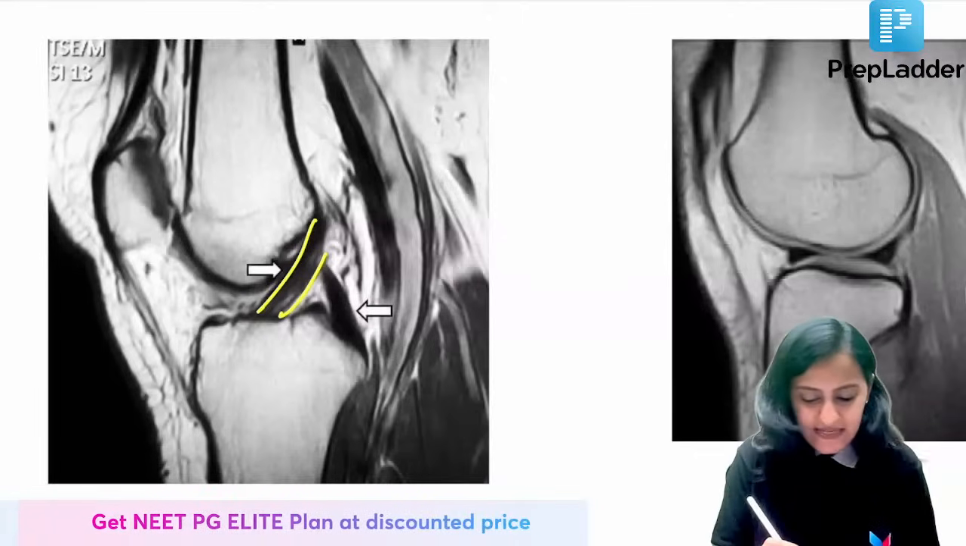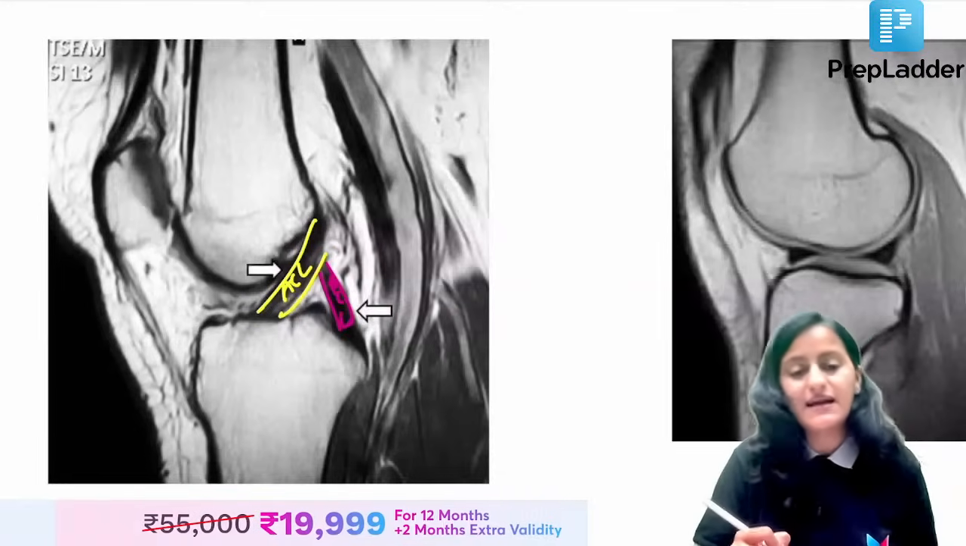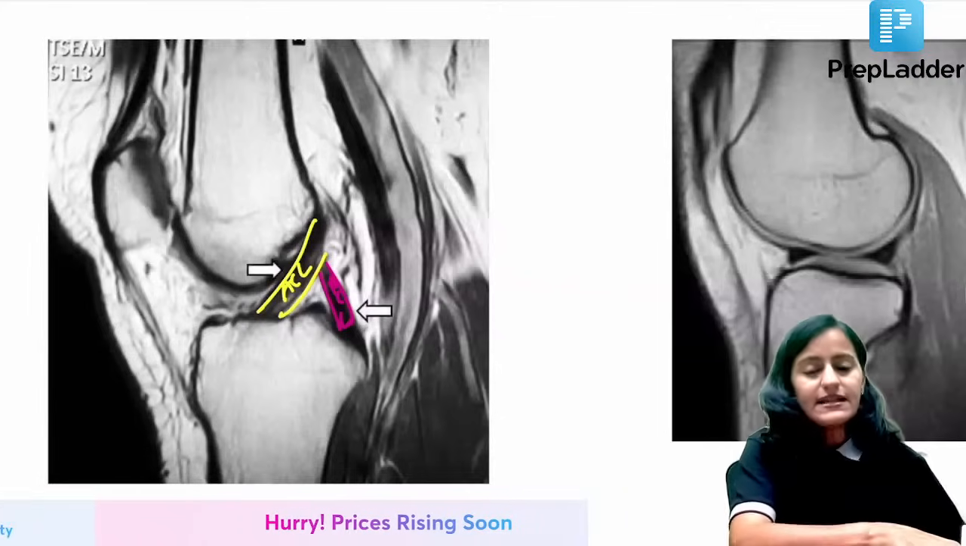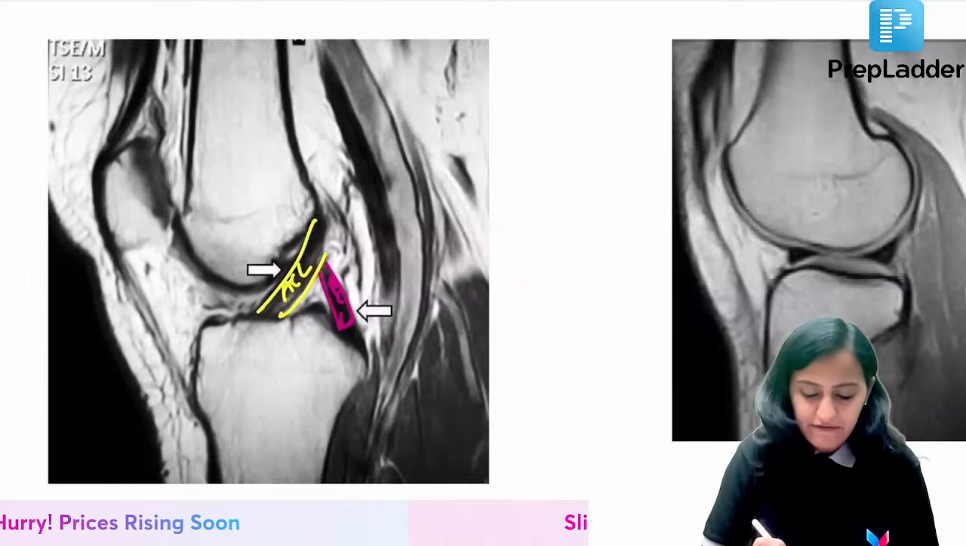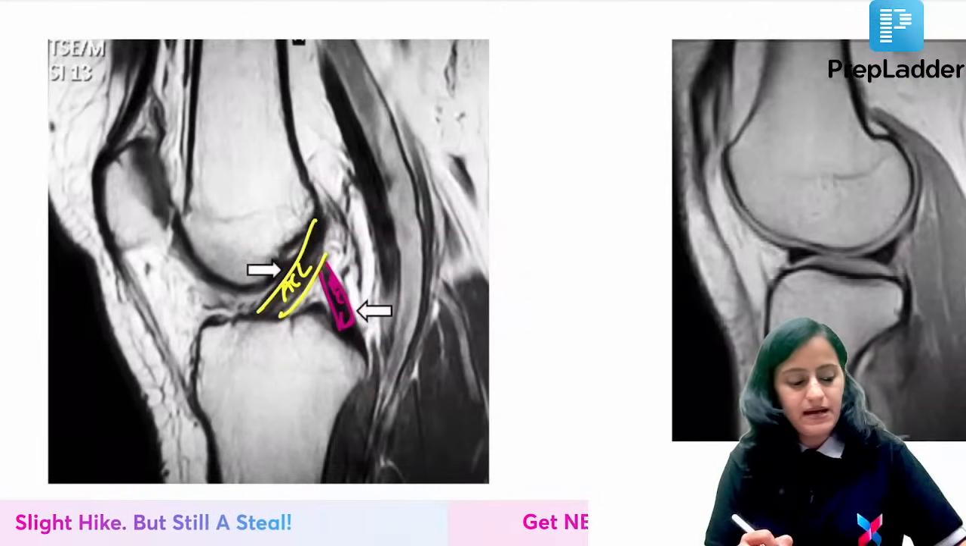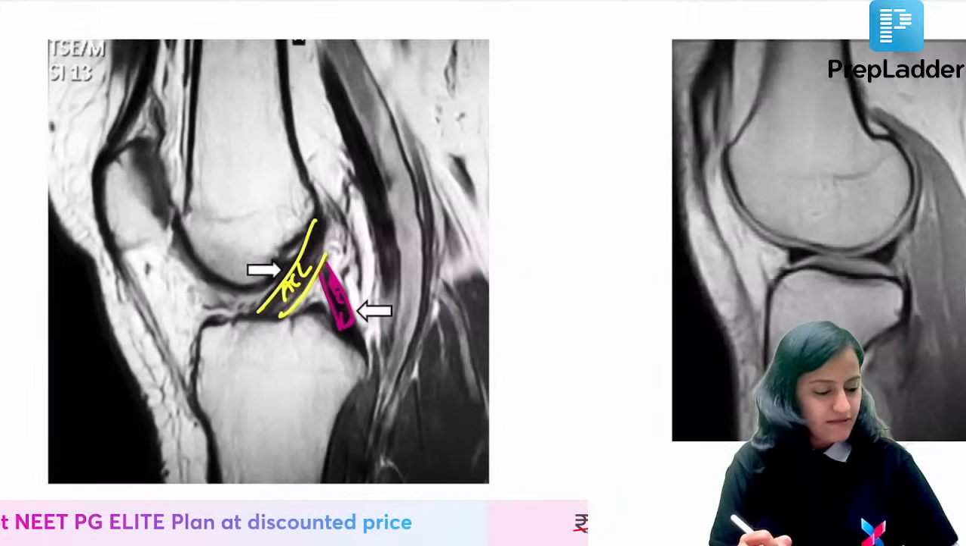Very good. This is ACL and this one here is going to be PCL. Again, it has been asked in the INI-CET exam. So, ACL and PCL. ACL goes in front here on the tibia and PCL goes behind. That is how you identify ACL and PCL. Clear with everyone?